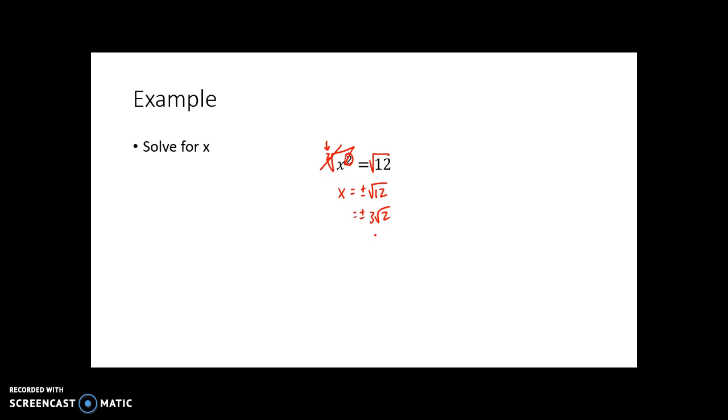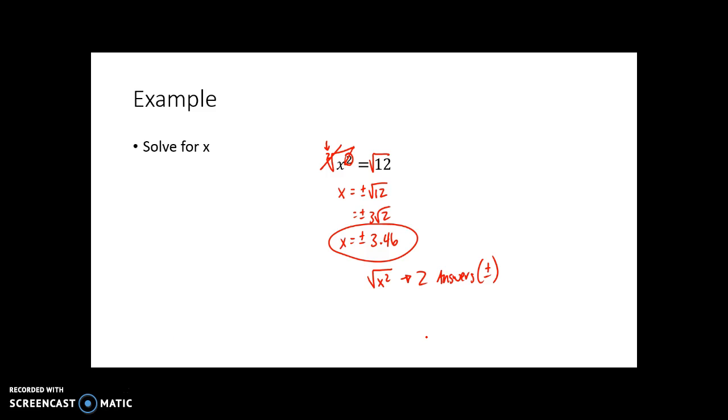Again, don't worry right now about how I figured that out by hand, but you could also give me the decimal, which would be positive and negative 3.46. Again, the key is, if you square root an x squared, you always want two answers. It's going to be the plus and minus of what you get.